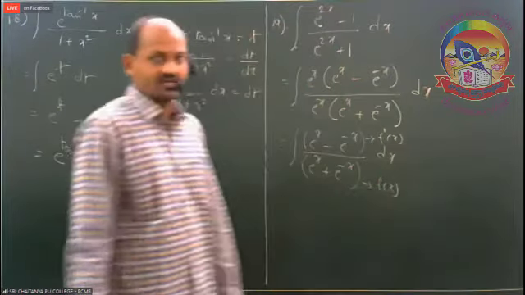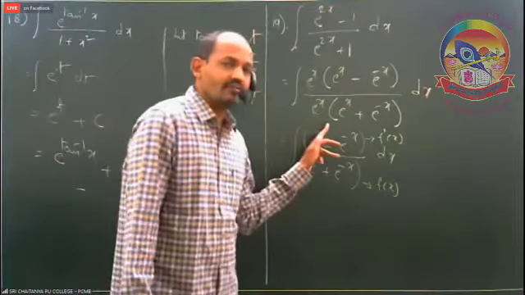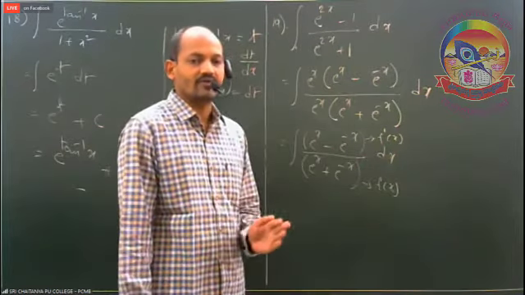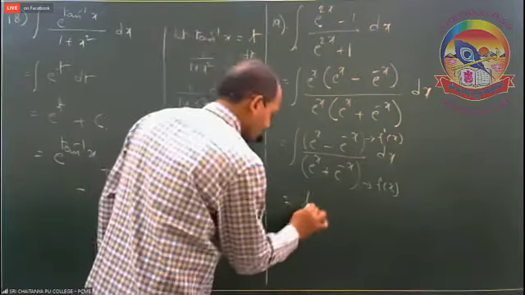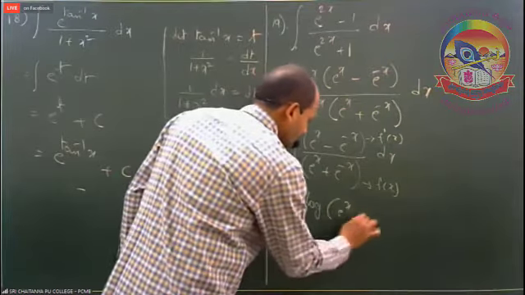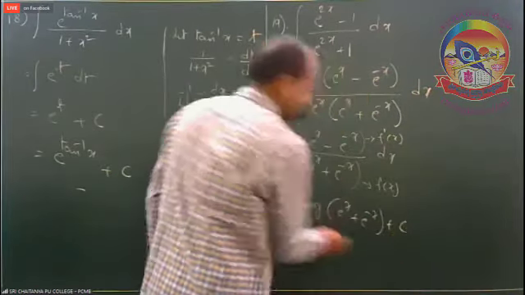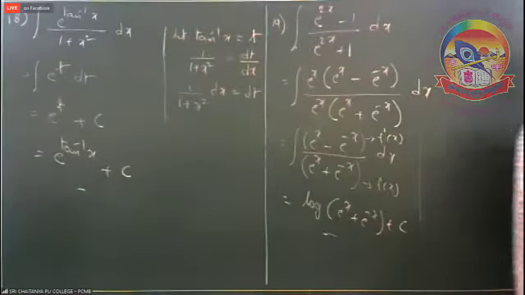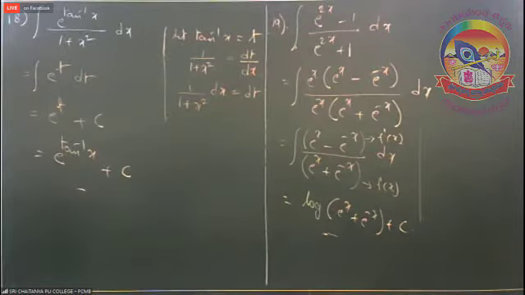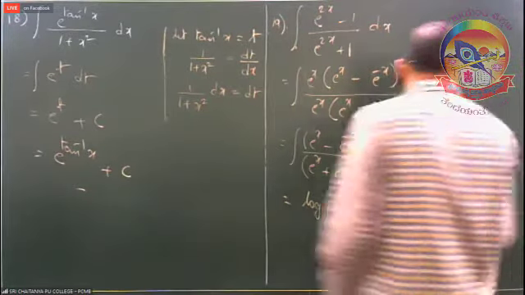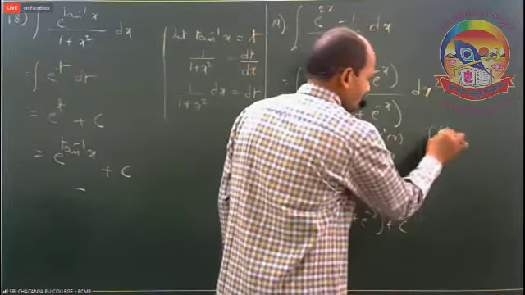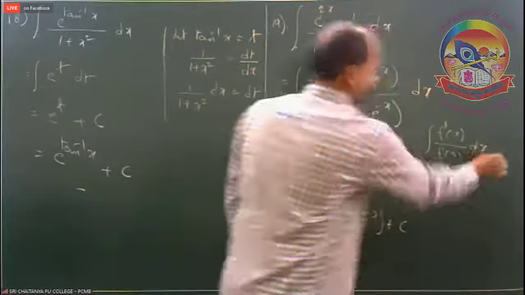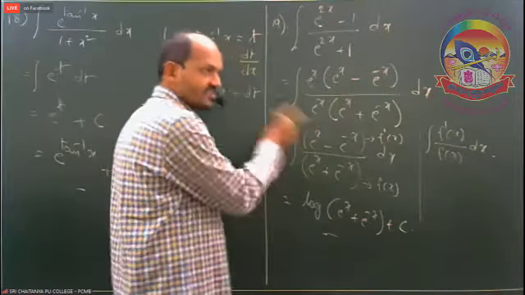Already you know that formula. Integral of f dash of x by f of x dx is log f of x plus c. It is log e power x plus e power minus x plus c. It is by using integral of f dash of x divided by f of x dx. Derivative of denominator is equal to numerator.